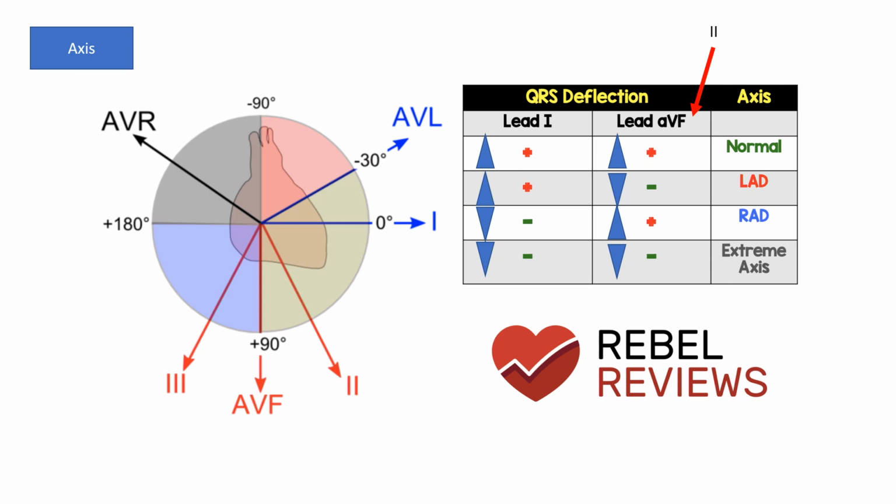And if it's negative in lead 1, then you are, as a rule, over here somewhere, right? Negative in 1, and if it's negative in 2, then you are over here, which is called the northwestern. If you are negative in 1 but positive in 2, then you move over to the right. If you're negative in 2 and positive in 1, then you move over to the left.